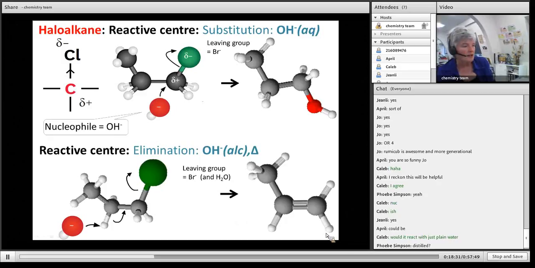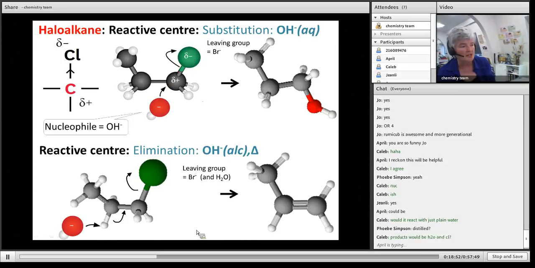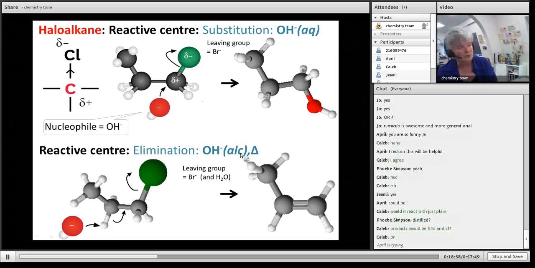It has to be alcoholic because the ROH bond doesn't break as readily as the HOH bond. So with HOH, in aqueous, you'd get the substitution happening, but you won't get that sort of thing happening in ROH, so that's alcoholic. And especially with a bit of heat, you're going to get the elimination. So products would be H2O and chloride, because you can see it's OH plus that hydrogen as well.